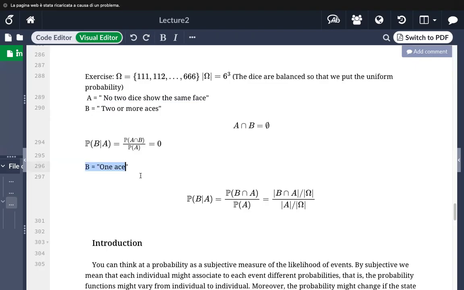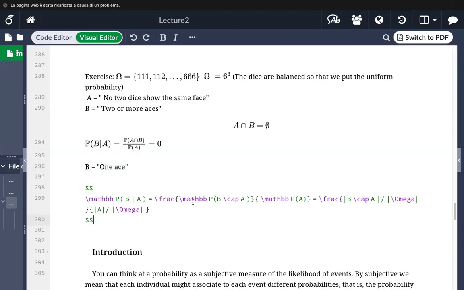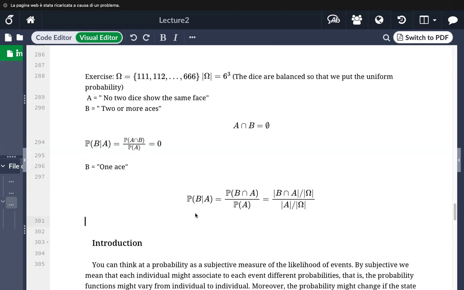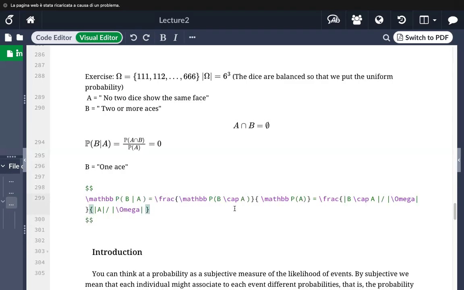So before everything, what I did is to write the definition of conditional probability. Then I use the definition of uniform probability to write this one. The probability of B and A is equal to the number of elements of B and A divided by the number of elements of omega, and the probability of A is equal to the number of elements of A divided by the number of elements of omega. Now, the number of elements of omega simplifies.